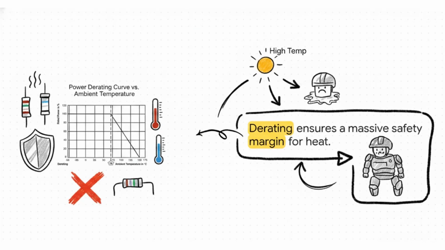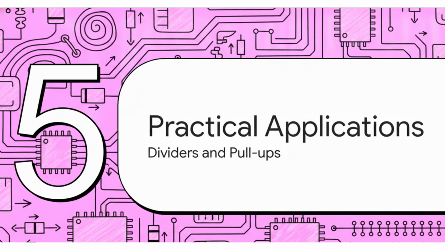Notice how the allowable power drops off a literal cliff on this derating curve once the ambient temp gets too hot? This is exactly why best practice dictates that a senior engineer will always select a resistor rated for at least twice their calculated power dissipation. You desperately need that massive safety margin, so when the ambient temp inevitably spikes, your resistor doesn't just fail under the load.